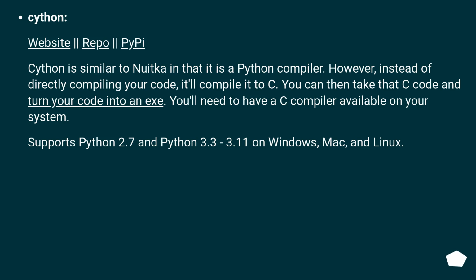Cython. Website, repo, pippy. Cython is similar to Nootka in that it is a Python compiler. However, instead of directly compiling your code, it'll compile it to C. You can then take that C code and turn your code into an exe. You'll need to have a C compiler available on your system. Supports Python 2.7 and Python 3.3 to 3.11 on Windows, Mac, and Linux.